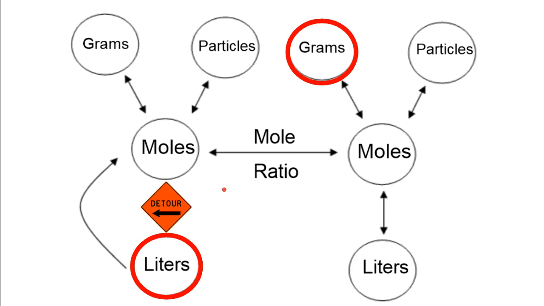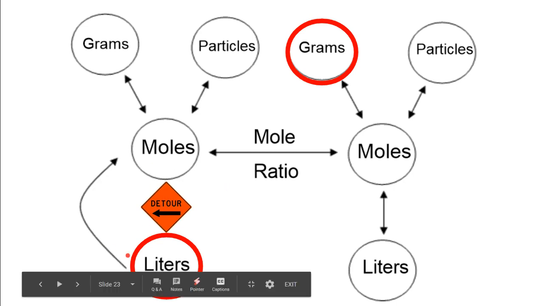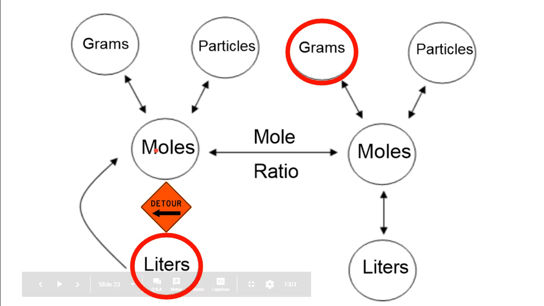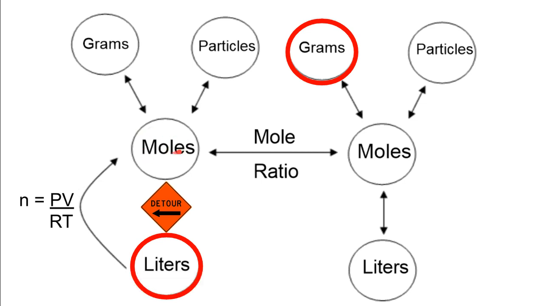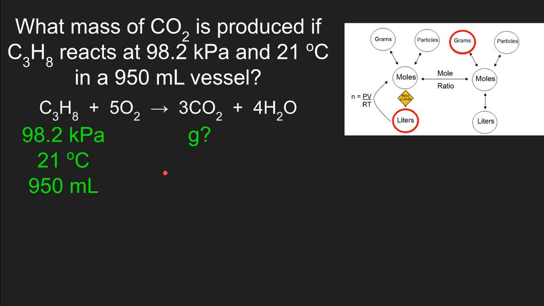You have those lines on your sheet. Notice this detour gets you to moles. What's moles? Moles is n. So all I need is this equation. Please write that on your flow chart on the left: n equals PV over RT. If I plug in a P, a V, and a T, and I always know an R, I can take this detour, and now I'm in the game. Now I can just go from here to here. So we're going to do it through the detour.